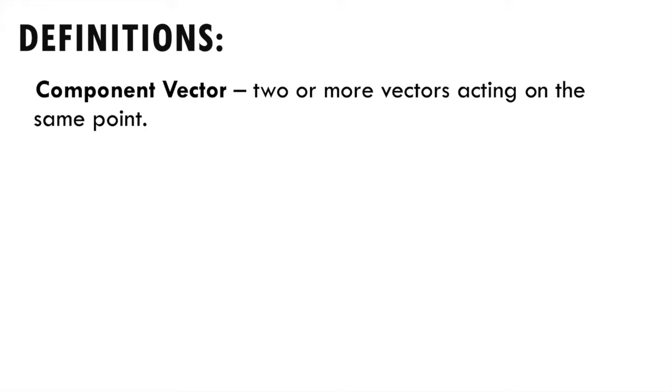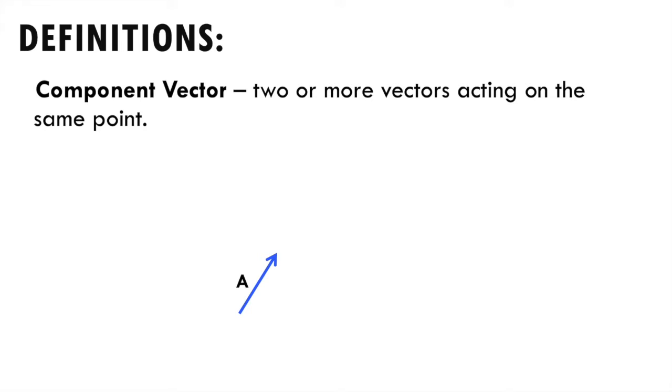All right. So a couple definitions you need to know. First is the component vector. A component vector is when you have two or more vectors acting on the same point. These normally are going to be what's given to you in the question as your component vectors, and then your job is going to be to find a resultant vector.